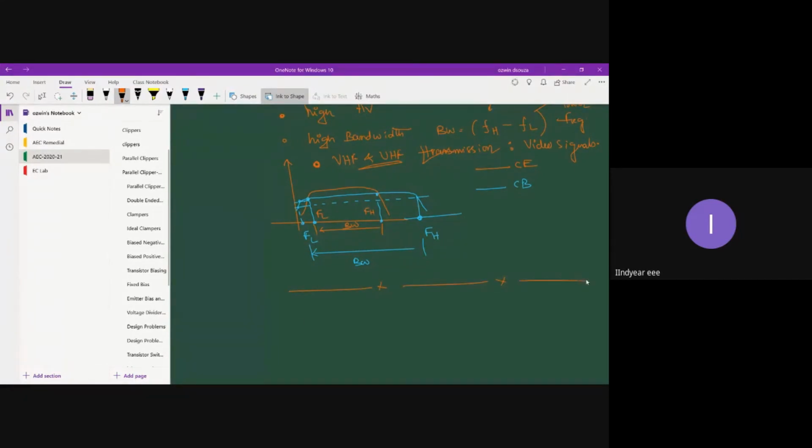So this is the theory about cascode amplifiers. There is no analysis as such. This is what you are supposed to write about the cascode connection. They can ask for short notes.